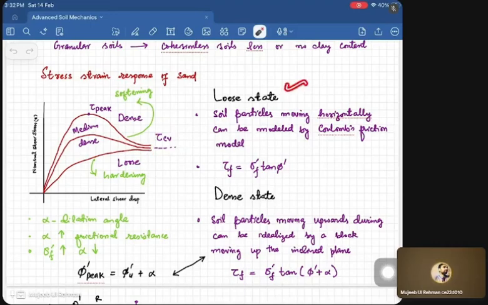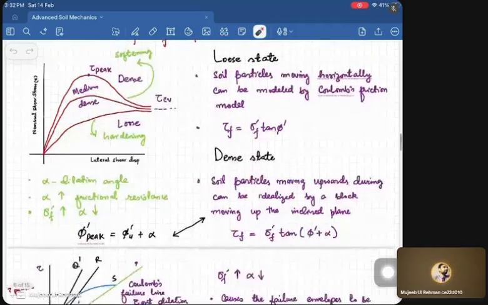Now, what happens in the loose case, why is the behavior like this? Actually, in the loose state, the soil particles are moving horizontally and getting packed into a dense configuration. I mean to say that during shearing there is a particle rearrangement which is actually increasing the strength and reducing the void spaces, as you have seen in the lectures, how they are being packed. So they go horizontally and get packed into the void spaces. They can be better modeled by Coulomb's friction model, given by tau f is equal to sigma dash f tan phi.